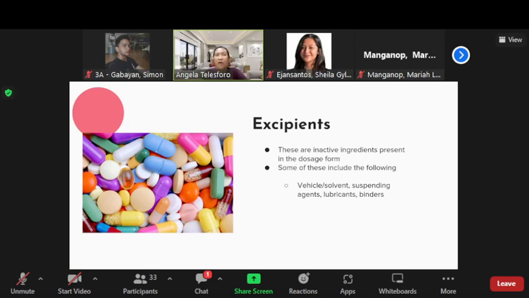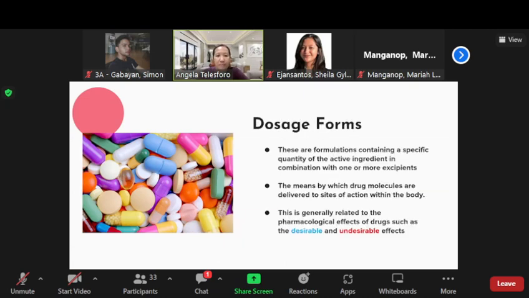So sa syrup, simple syrup ang vehicle niya or solvent. Suspending agents kung suspensions. Lubricants and binders kung solid dosage forms like your tablets or your capsules. So depende sa dosage forms, no? We choose our binders, we choose our excipients depende sa dosage form. Okay. So ngayon, ano naman yung dosage form?